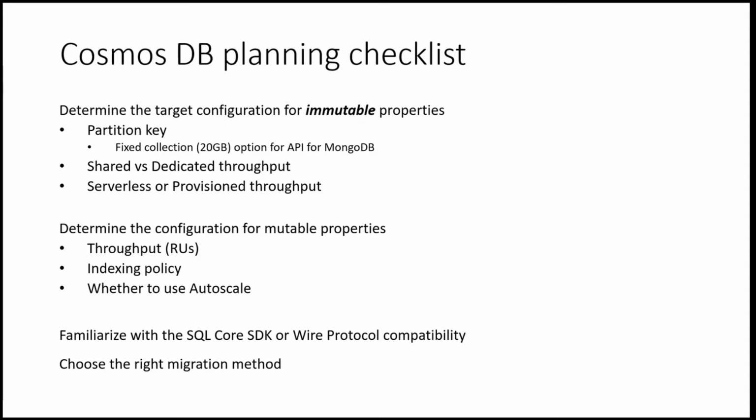Then you need to decide whether or not you need to use autoscale. This is another great feature available for applications that have variable traffic and workload. So you can decide whether or not to use autoscale to vary that throughput level automatically. This is handled within the platform, so you don't need to bother about changing when you see a spike in the traffic and so on.